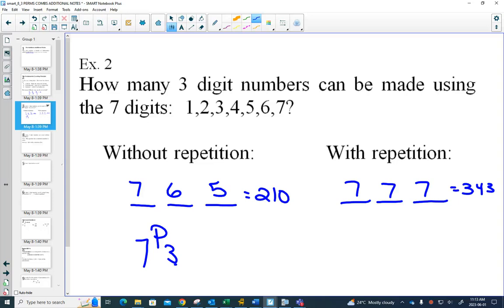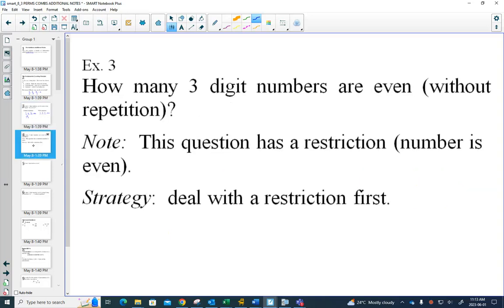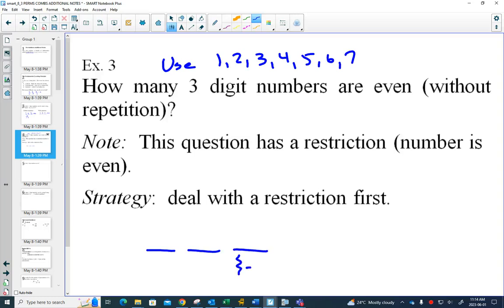One of the things the textbook didn't do enough of is dealing with questions that have a restriction. So we're still going to use 1, 2, 3, 4, 5, 6, and 7, just like before. But we want to make it an even number. How many 3-digit numbers are even? So there's a restriction on the last decision. This number has to be even.